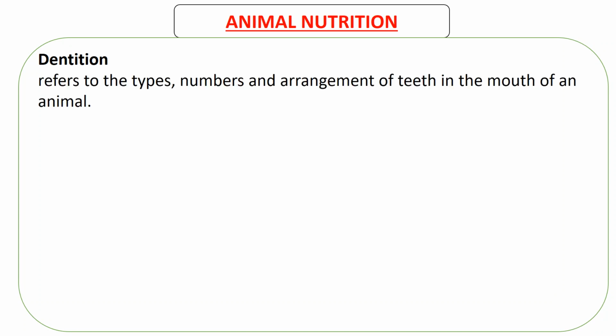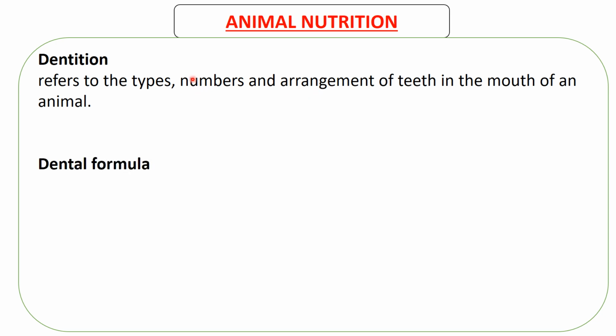So dentition, what is dentition? Dentition refers to the types, numbers, and arrangement of teeth in the mouth of an animal. I've talked about types of teeth. Dentition should talk about the types of teeth in a given animal. It should also talk about how many teeth are there in an animal, and how these teeth are arranged. So types, numbers, and arrangement. That's what dentition is all about.